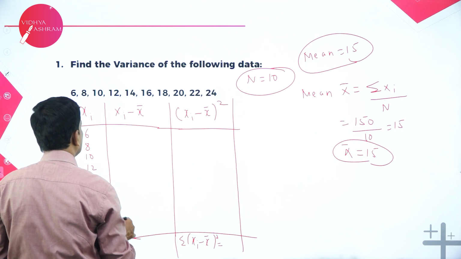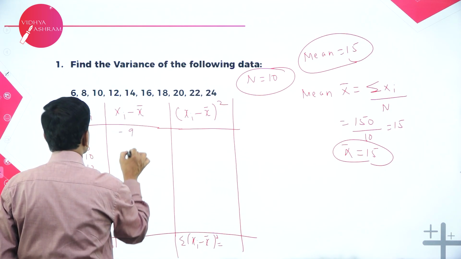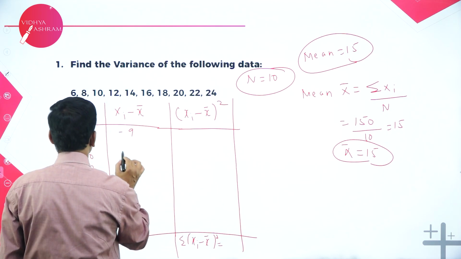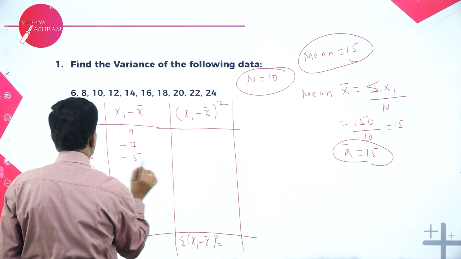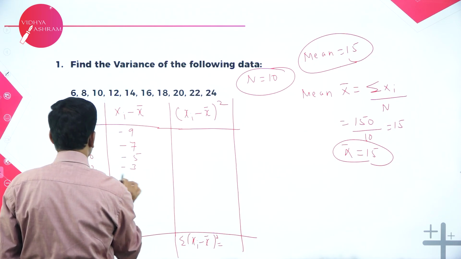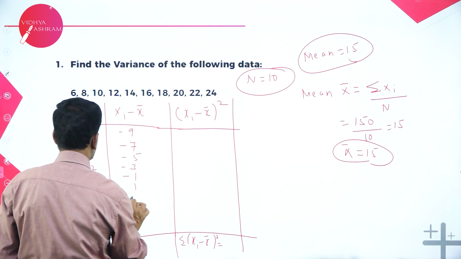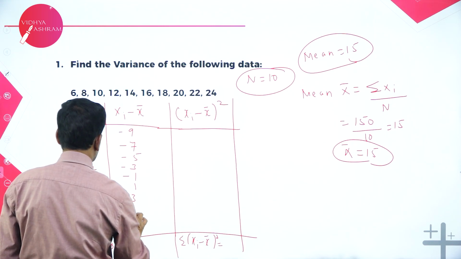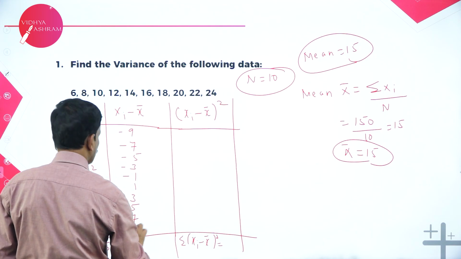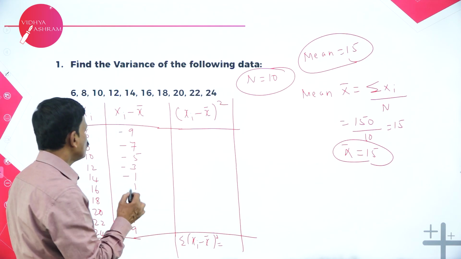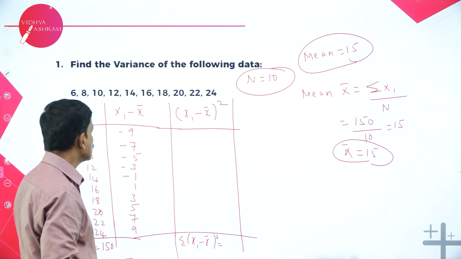Right. So here you will get sigma xi minus x bar whole square. Now xi minus x bar: 6 minus 15 is minus 9. 8 minus 15 is minus 7. 10 minus 15 is minus 5. 12 minus 15 is minus 3. 14 minus 15 is minus 1. 16 minus 15 is plus 1. 18 minus 15 is plus 3. 20 minus 15 is 5. 22 minus 15 is plus 7. And 24 minus 15 is plus 9. This is xi minus x bar.